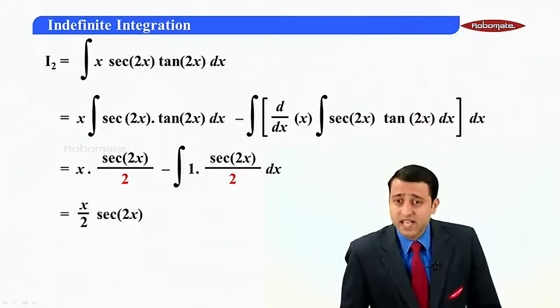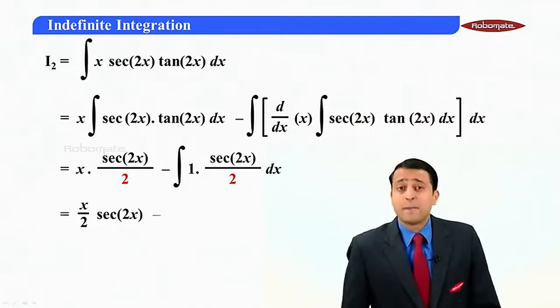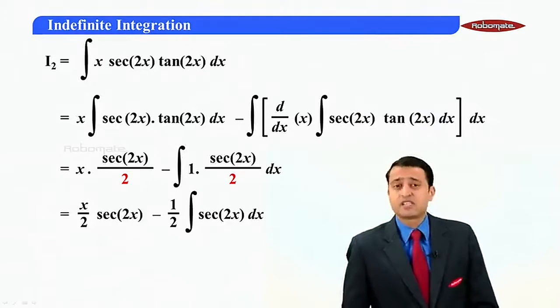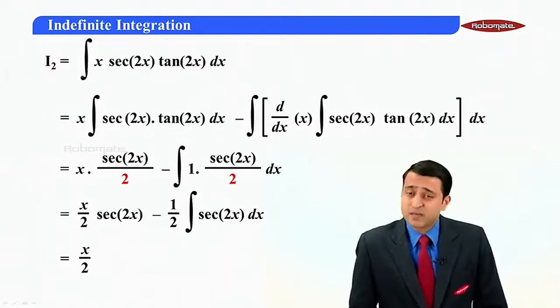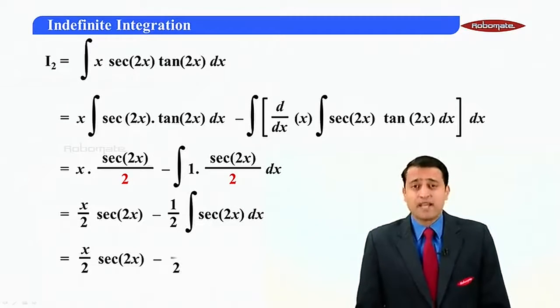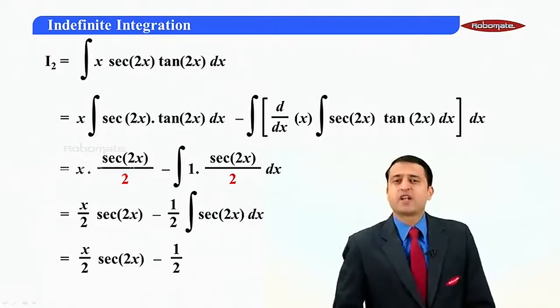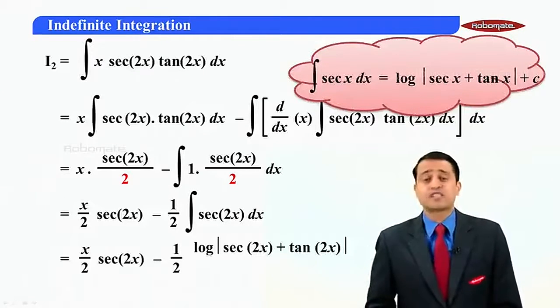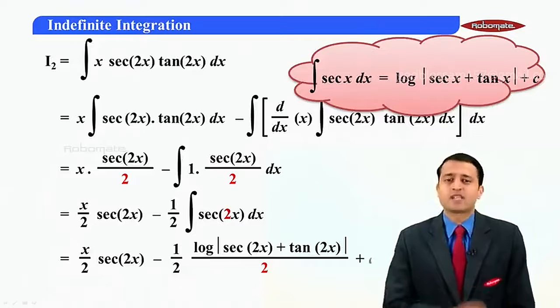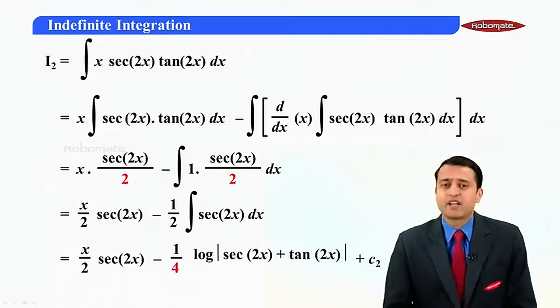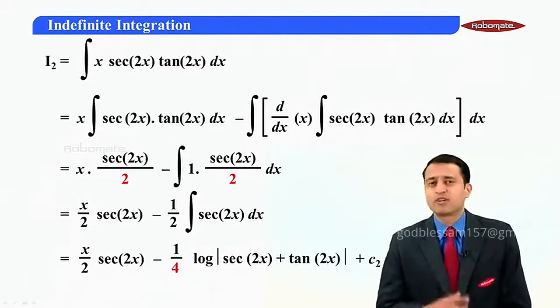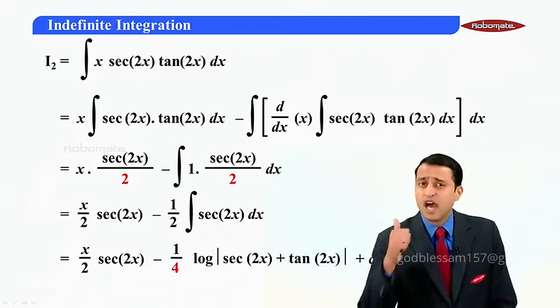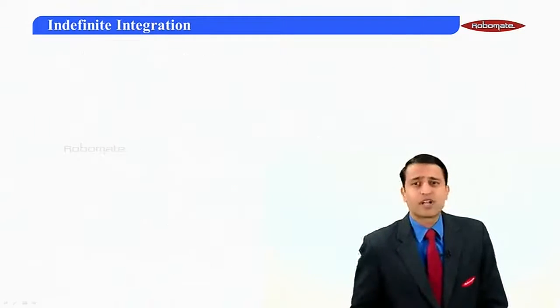So let's rewrite this as x by 2 sec 2x minus 1 by 2 integral sec 2x dx. So that's x by 2 sec 2x as it is, minus 1 by 2 as it is, and integral of sec 2x is log mod of sec 2x plus tan 2x by 2 plus c2. Again we'll rewrite this as 1 by 4, 2 and 2 get multiplied. I1 is over, I2 is over.